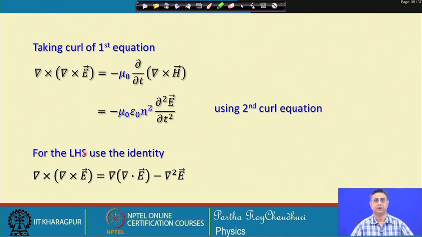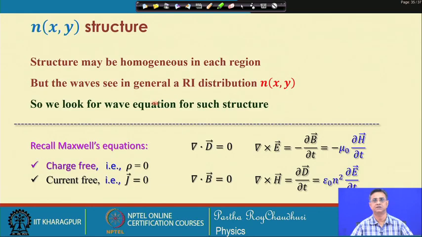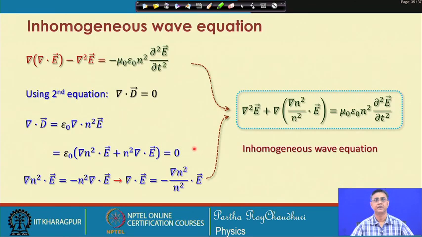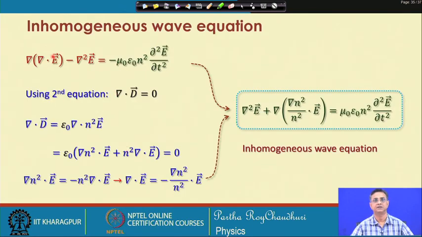For the LHS of this equation, we use the well known identity: curl curl of E is equal to del of del dot E minus del square E. Now, this time this del dot E is not 0, but del dot D is equal to 0, which comes directly from Maxwell's equations. So, I write the left hand side equal to the right hand side, and then to see what del dot E represents, we use del dot D equal to 0.